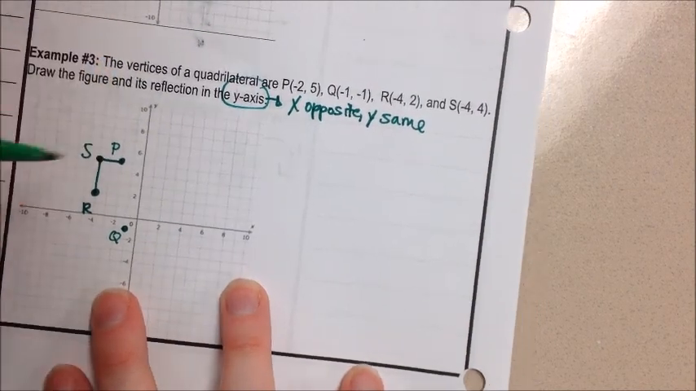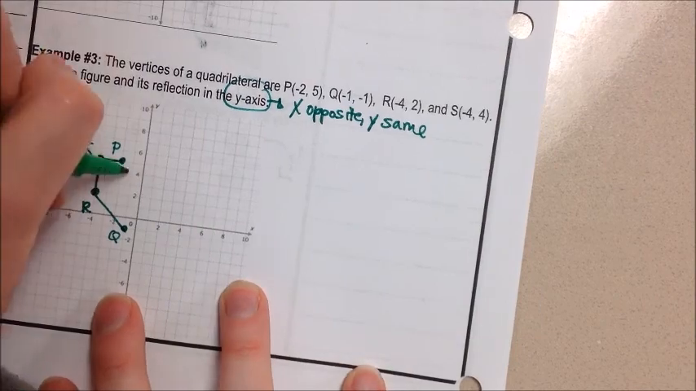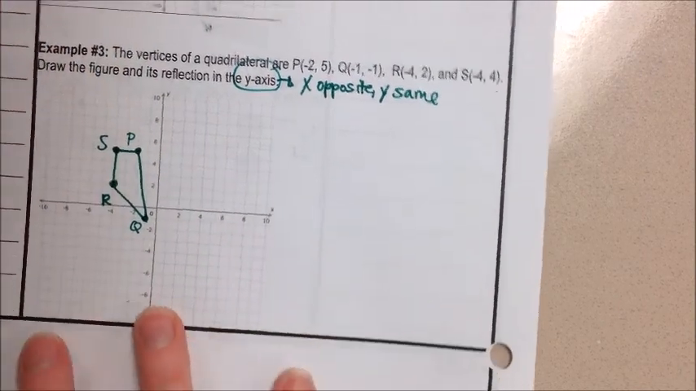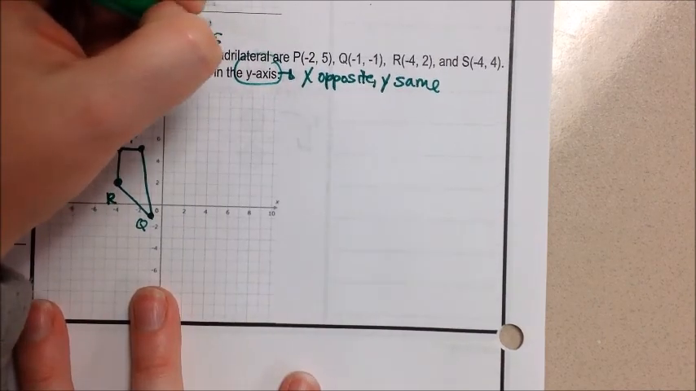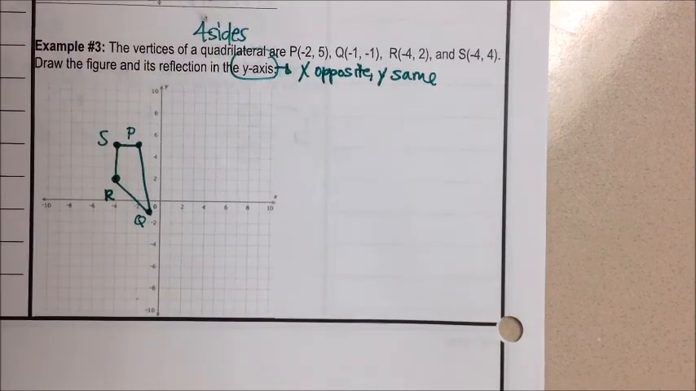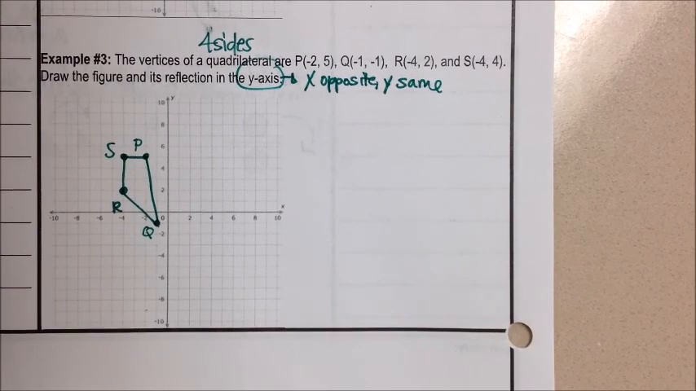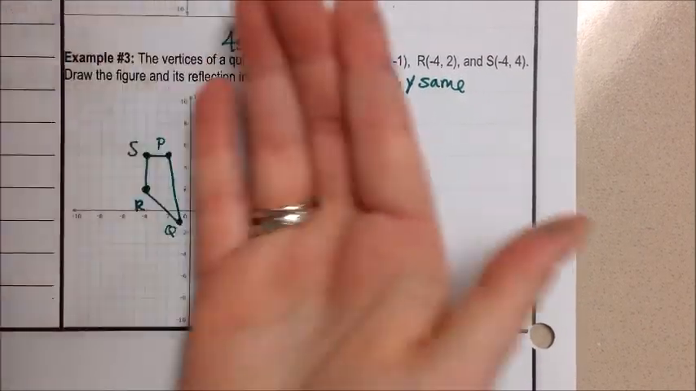So it's a quadrilateral, which just means it has 4 sides. So it doesn't necessarily have to have a beautiful shape. It's just a quadrilateral, so that's 4 sides. Okay, so now I'm reflecting in the y-axis. So I'm going to take it and flip it this way.